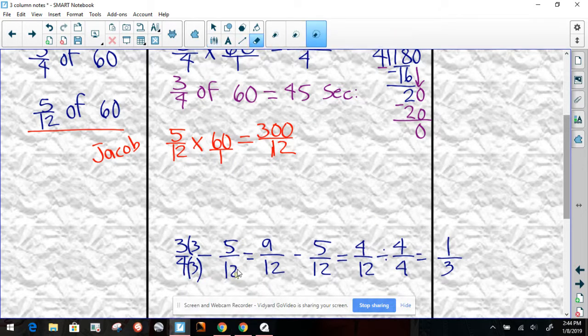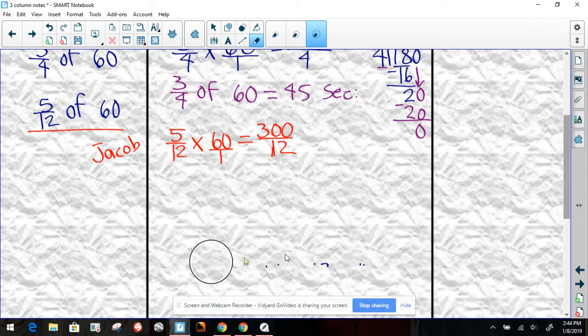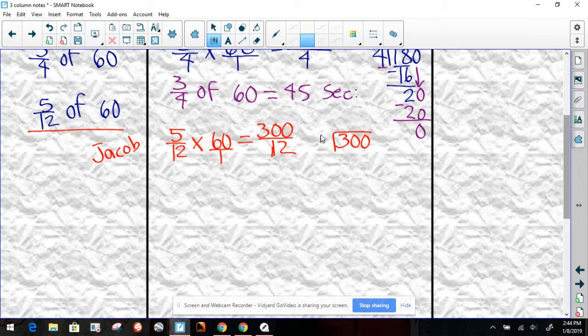Now this is a wonderful division that we're going to do right now. Let me erase this information that we don't need. So now 300 divided by 12. And we know that the 12 goes into the 30 2 times. 2 times 12 equals 24. The remainder is 6. We lower the 0. And now we say that 12 goes into the 60 5 times. 5 times 12 equals 60, and the remainder for this division is 0. So the quotient is 25. So now Jacob had 25 seconds before the minute ended.